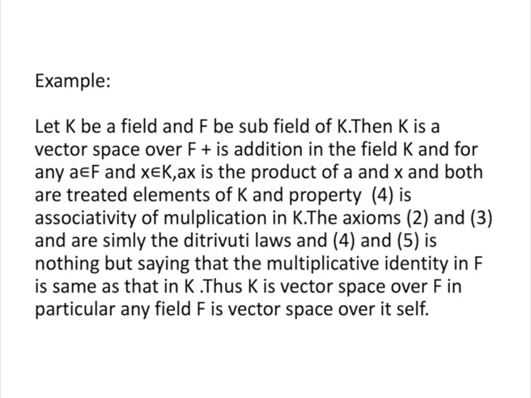What is the distributive law? a(b + c) = ab + ac. The fourth is the associative law of multiplication in K. What is the associative law? a(bc) = (ab)c, known as the multiplicative associative law. The fifth simply says that the multiplicative identity in F is the same as that in K. Thus K is a vector space over F. In particular, any field F is a vector space over itself.